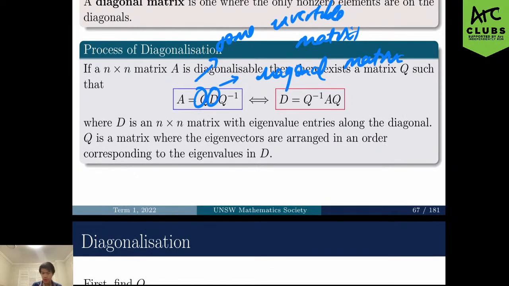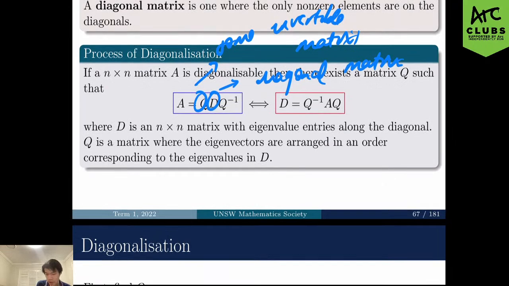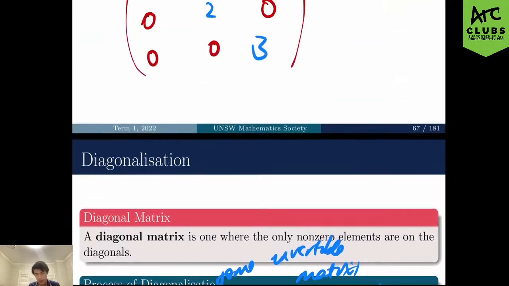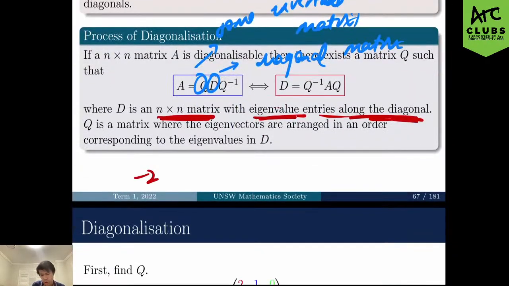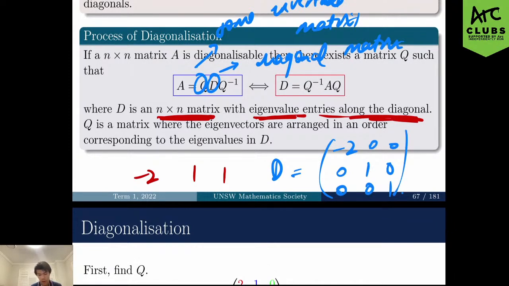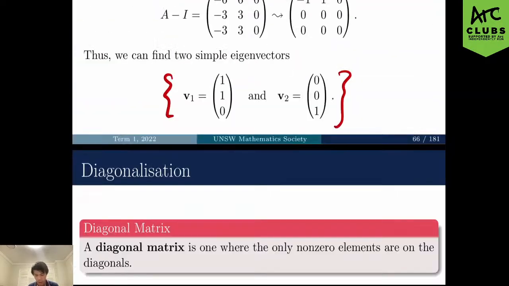All we do is we say D is an n by n matrix where the eigenvalues are along the diagonal. So in this example, we found the eigenvalues already. It's -2, 1, 1. So already, D is going to be equal to diag(-2, 1, 1). And it turns out Q is just as simple, right? We take a matrix and we arrange the eigenvectors in an order corresponding to these eigenvalues. So the eigenvector of eigenvalue minus 2, we put in this first column.